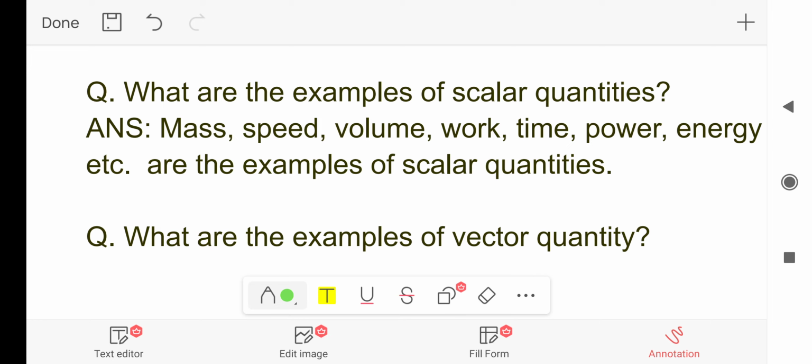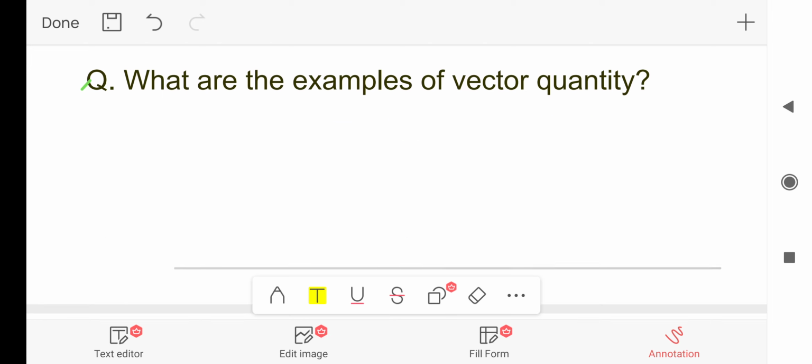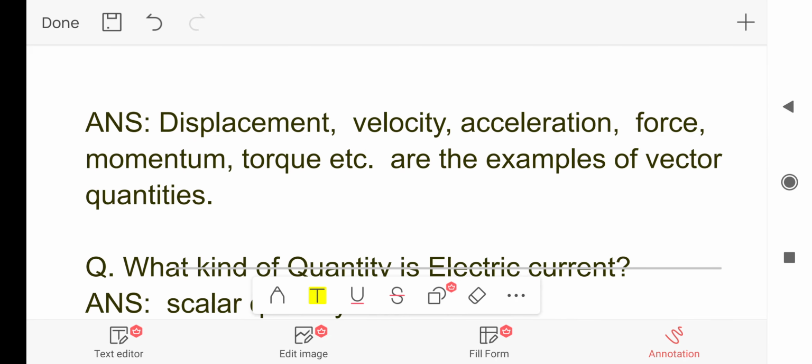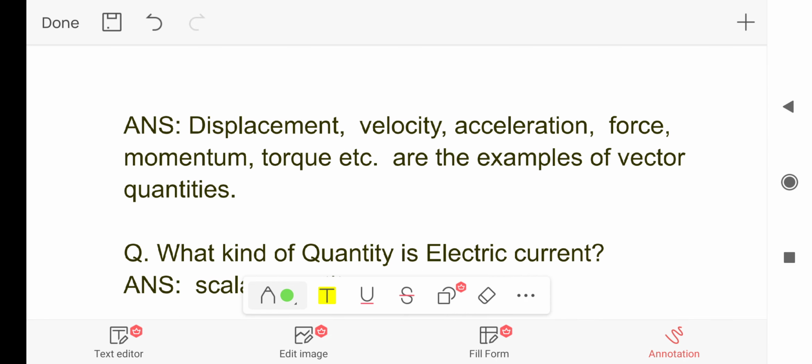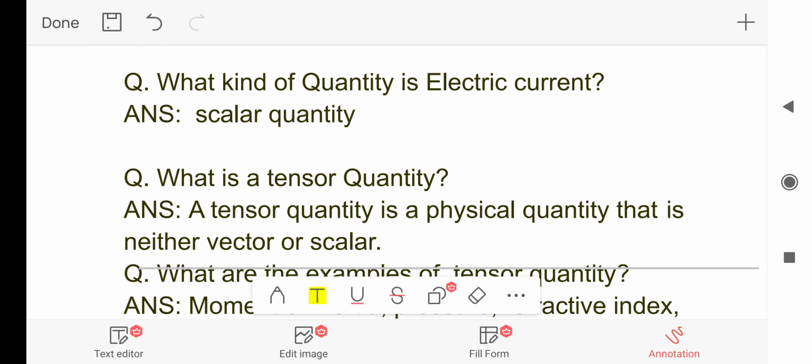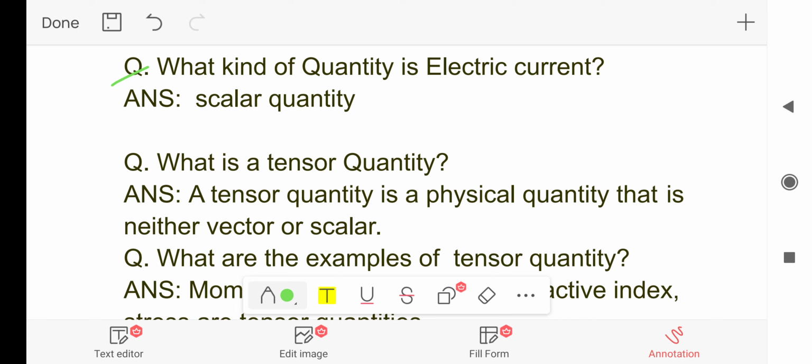First question: what are the examples of scalar quantities? Answer: mass, speed, volume, work, time, power, energy, etc. are the examples of scalar quantities. Next, what are the examples of vector quantities? Answer: displacement, velocity, acceleration, force, momentum, torque, etc. Next, what kind of quantity is electric current? Electric current is a scalar quantity.